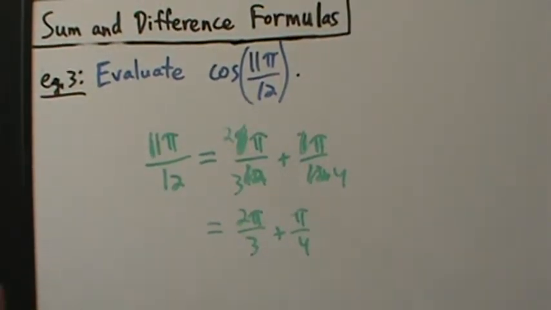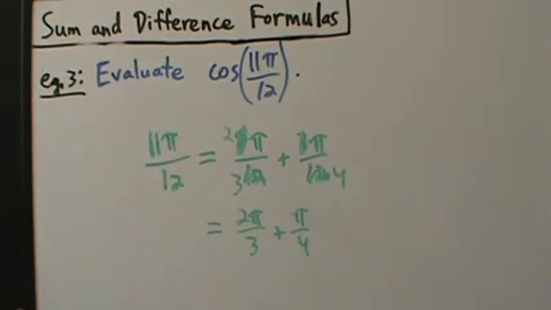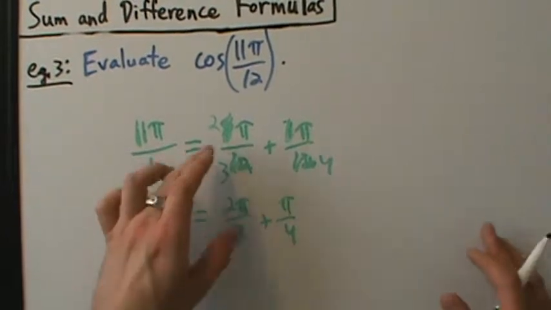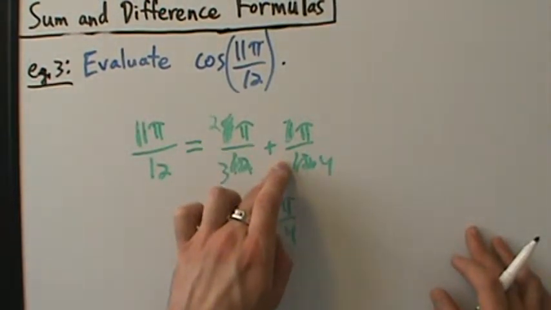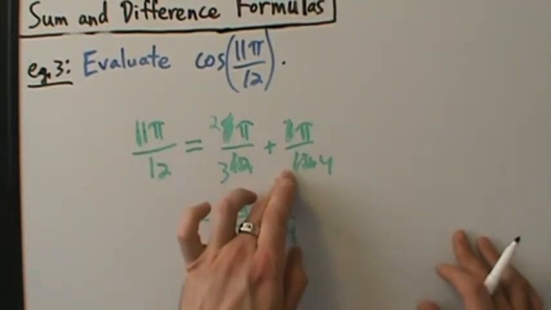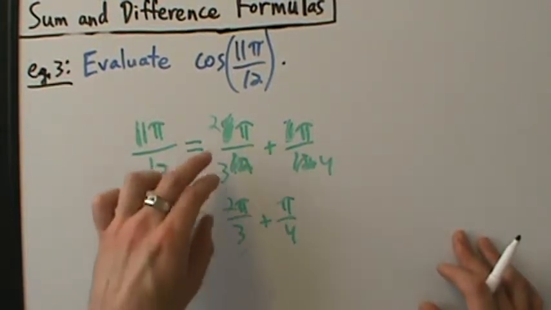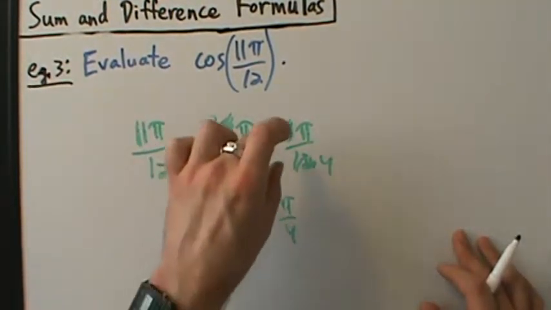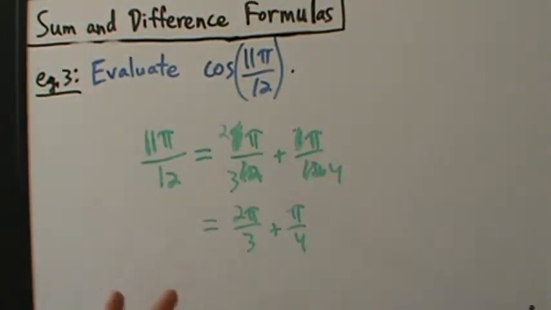Now, it might not jump out at you right away to do 8 pi over 12 and 3 pi over 12. You can try something else. You can try 9 pi over 12, which reduces nicely, and then 2 pi over 12, which also reduces pretty nicely. So that's another way we can go, 9 and 2. You might try 10 and 1, but 10 pi over 12 does reduce, while 1 pi over 12 does not. That's just stuck as pi over 12, which isn't really helpful.